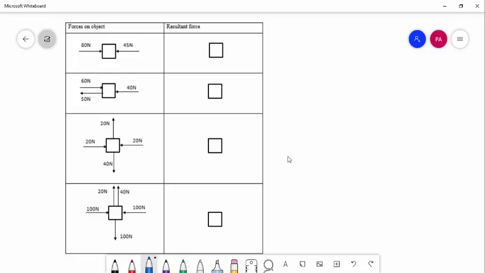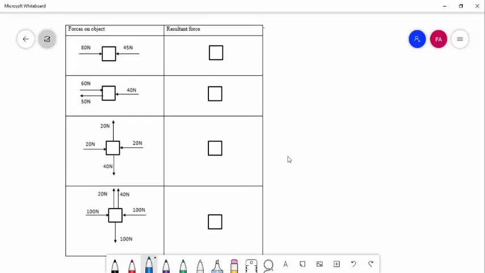So for number 1, there is 80 to the right and 45 to the left. Therefore, we will have a resultant force of 80 Newton plus negative 45 Newton. So the resultant force is 35 Newtons. Okay, that is positive. That means we will have the right direction. So we'll draw in here 35 Newton.